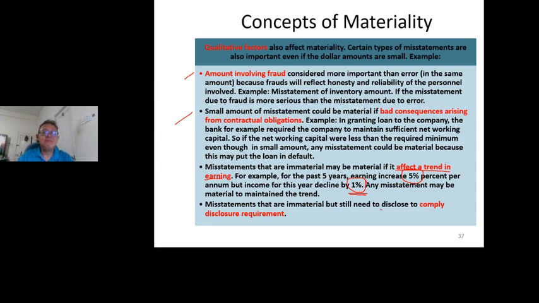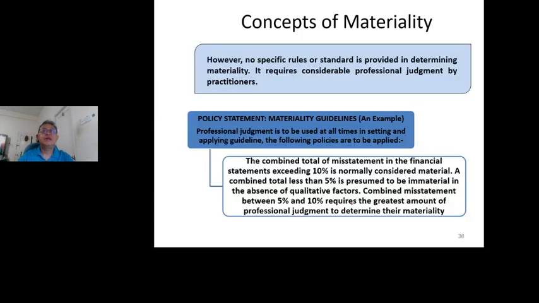Maybe some misstatements are not material but still need to be disclosed because of disclosure requirements. So certain information needs to be disclosed. That's why you have to set the materiality level very low because of the requirement of disclosure. Alright, these are all the materiality guidelines just now.